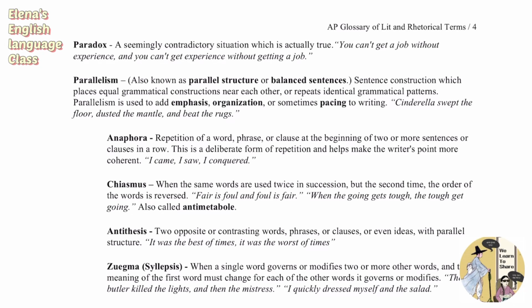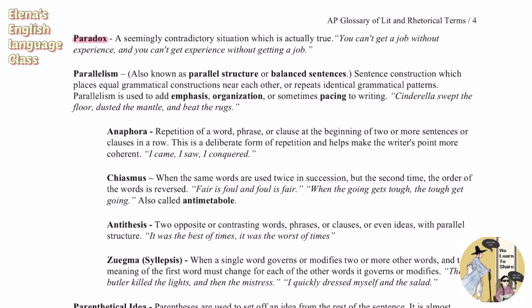This is the fourth video of AP English Language and Composition Glossary of Literary and Rhetorical Devices. If you haven't watched the 3 videos ahead, please go and watch them and then come back to watch this first video. Now let's start by learning this device called paradox.